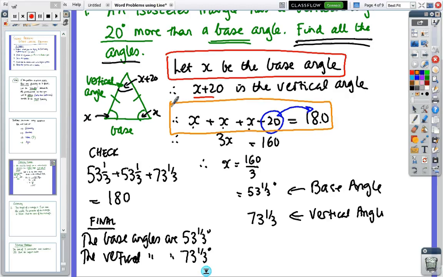Okay, then solving the equation is the easy part. Checking the answer, and then finishing off with a sentence or sentences. Okay, so copy, and then when you're ready, come across.